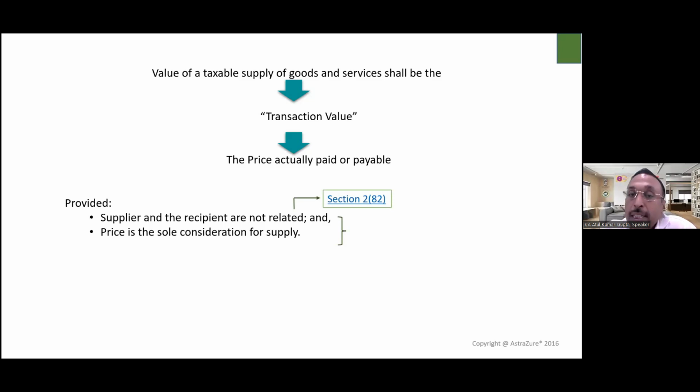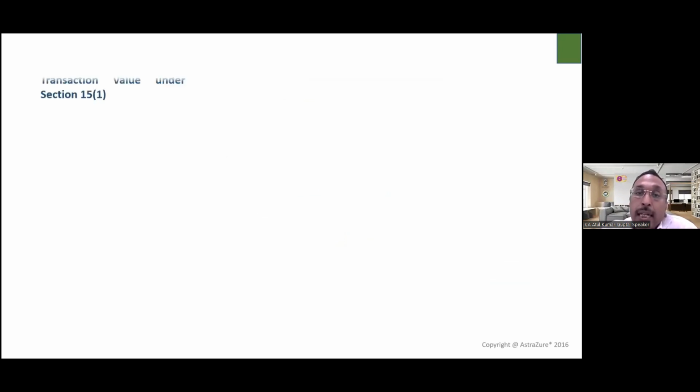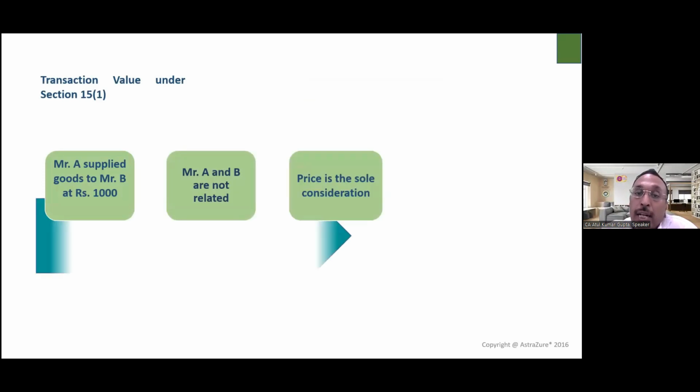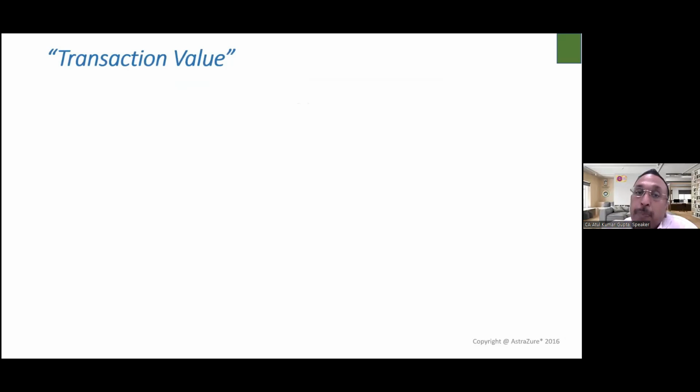But in case these two aspects are not there, then whatever price you are charging, even if you charge 100 rupees from somebody and 40 rupees from somebody else, nobody can challenge that. But they can challenge you in case these two aspects are there, that the price is not the sole consideration and the supplier and buyer are related parties. So my dear friend, I tried to clarify that if that is the case, then there will not be an issue.